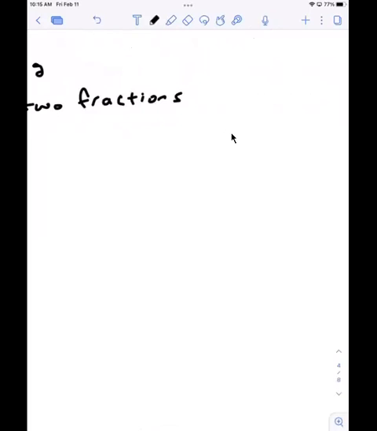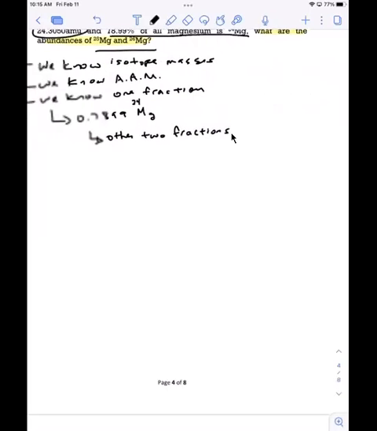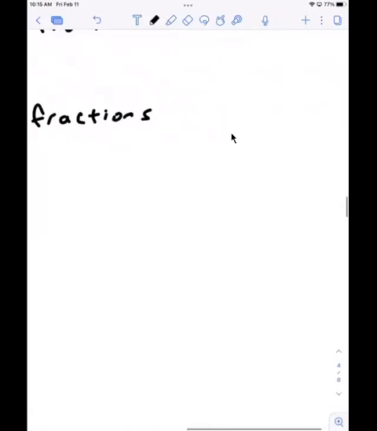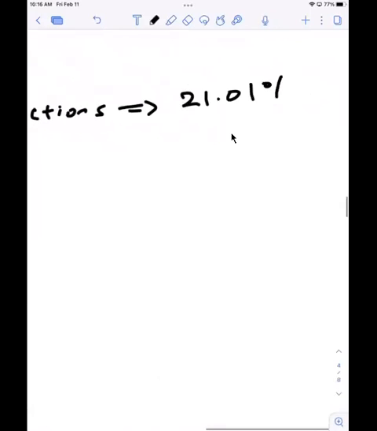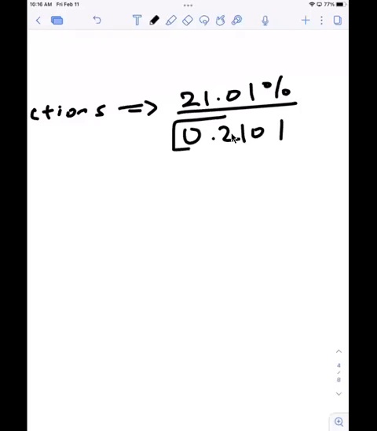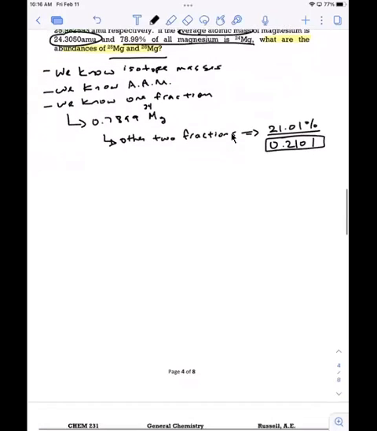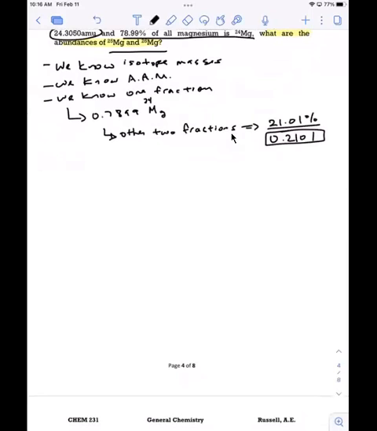Is that what you're saying? Yes. So we've got 2 fractions left, and what's left is 21.01% because it gave us the fact that 78.99% is magnesium 24. So 25 and 26 have to add together to give me 21.01% of what's left, or 0.2101. Is that right? That's the key to the problem.